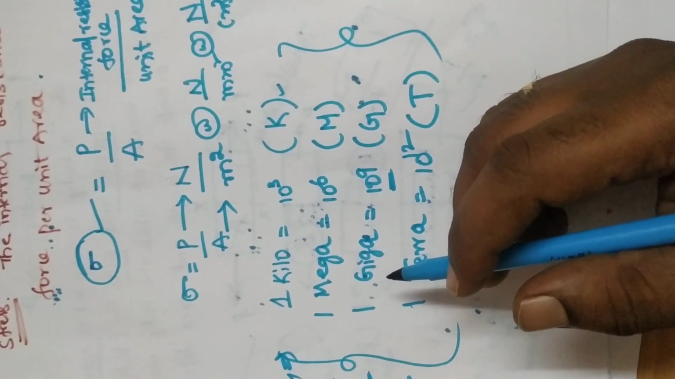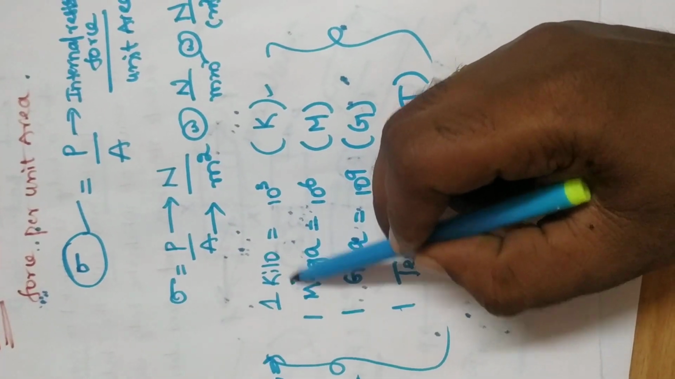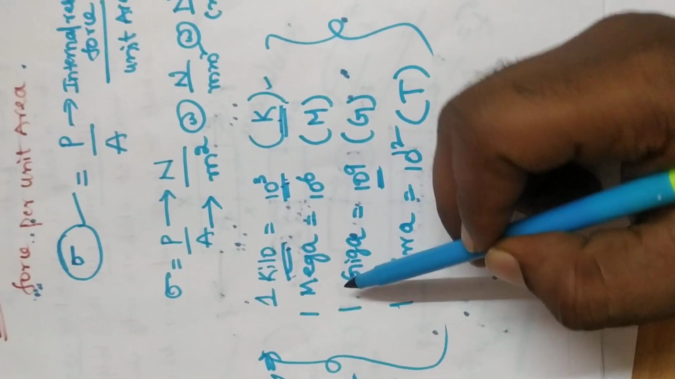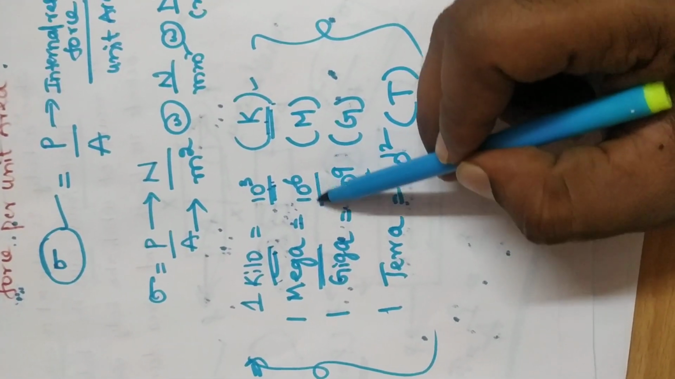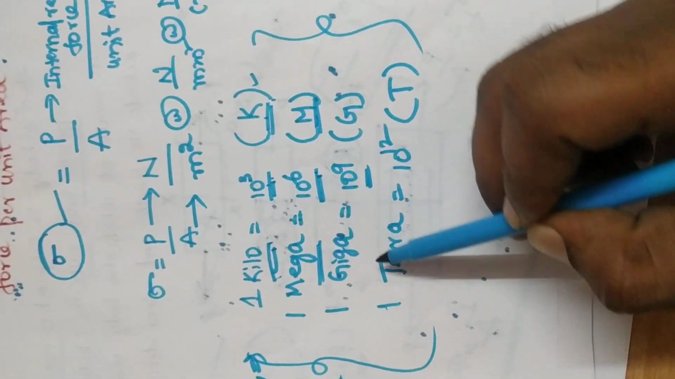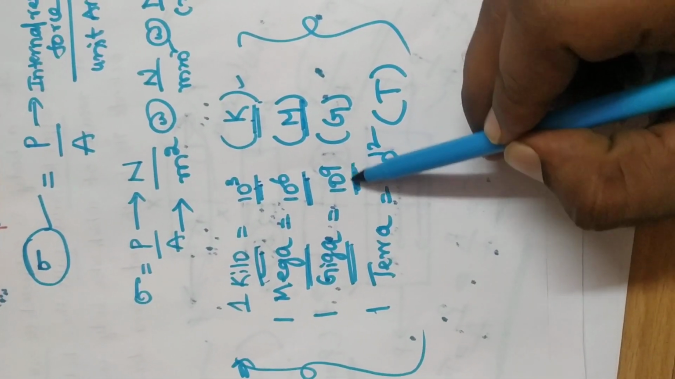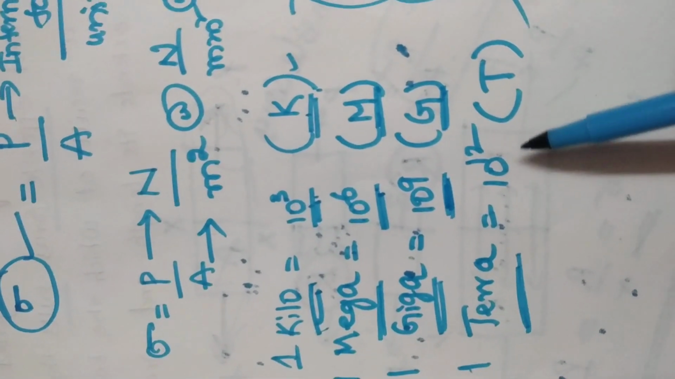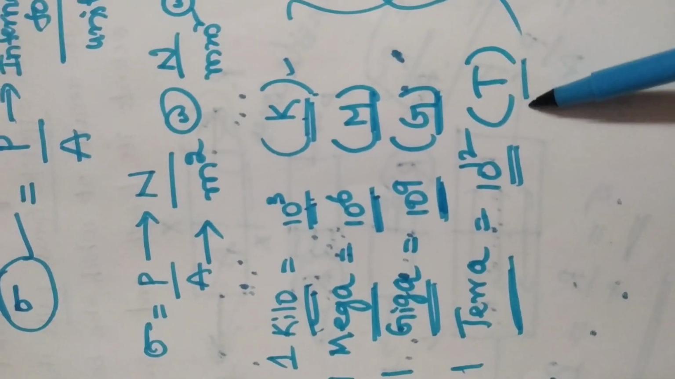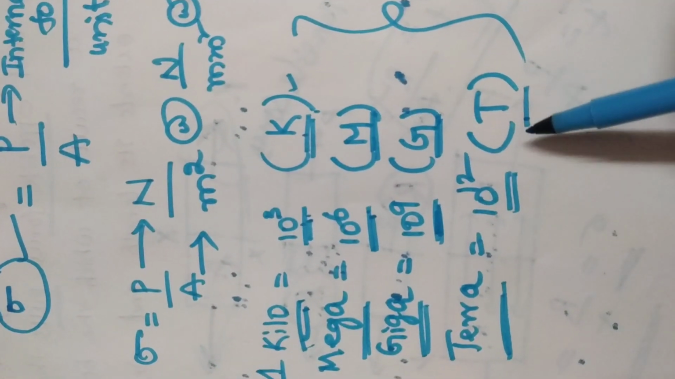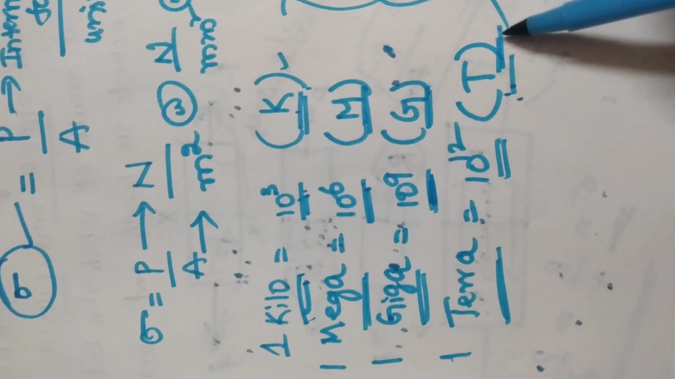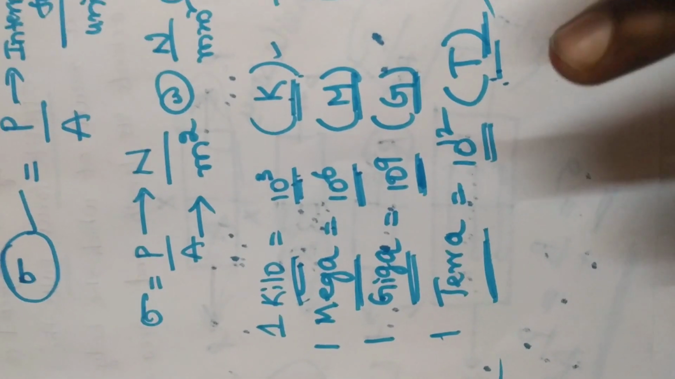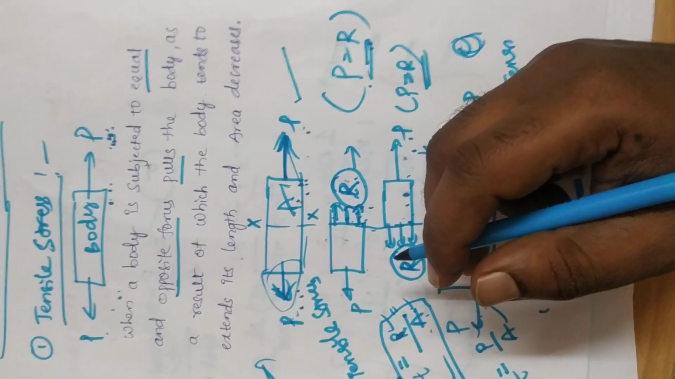Some relations are very important. 1 kilo means 10 power of 3, denoted by capital K. 1 mega means 10 power of 6, denoted by capital M. 1 giga means 10 power of 9, denoted by capital G. 1 tera means 10 power of 12, denoted by capital T. These are very important for solving the problems. So kilo means 10 power 3, mega means 10 power 6, giga means 10 power 9, and tera means 10 power 12.